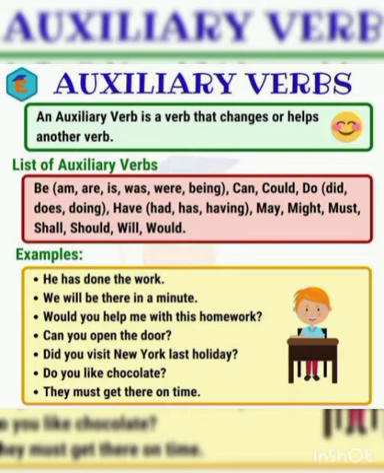The verb that is helping another verb is considered an auxiliary verb. Like the forms of be: am, are, is, was, were, being. These all are the forms of be. So these all are auxiliary verbs. These verbs help the main verb to complete the meaning of the statement.